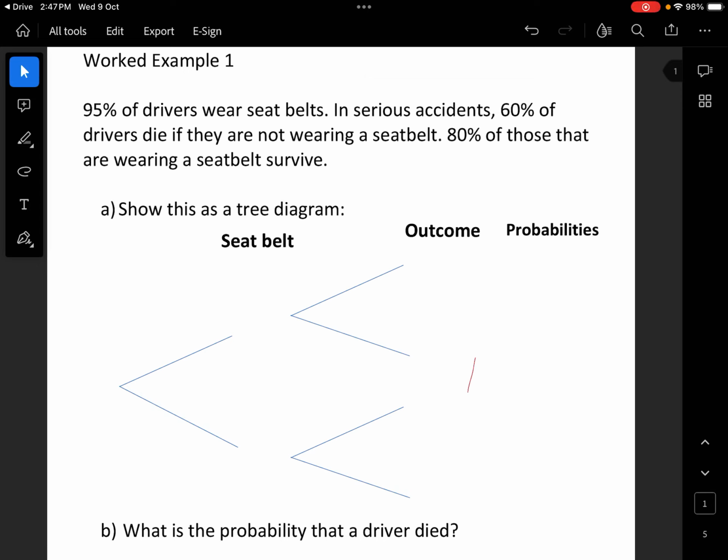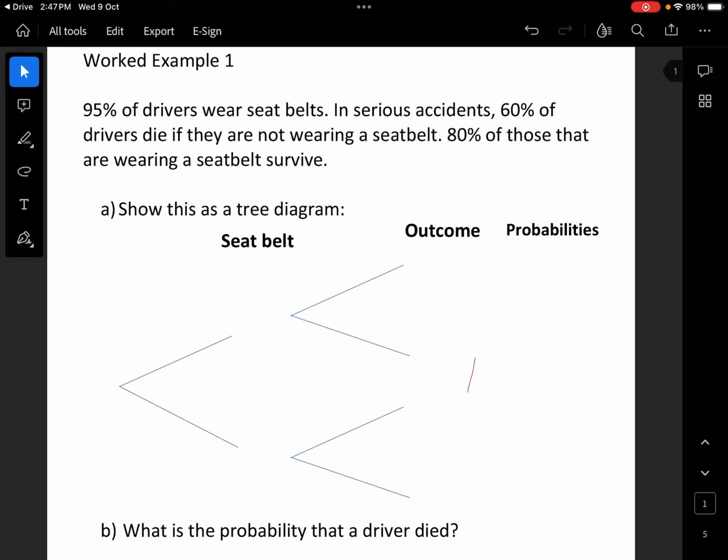Hello everybody, another edition, another video, and today we're going to be looking at tree diagrams, and how we could use conditional probability with the aid of tree diagrams to solve probability questions. So I'm going to dive straight into our first example here.